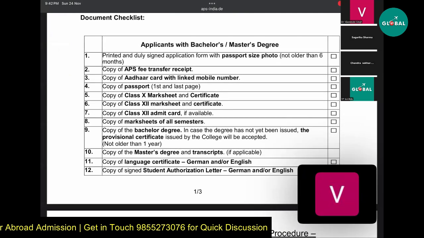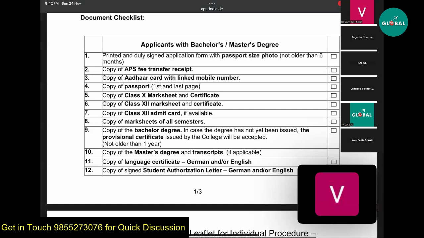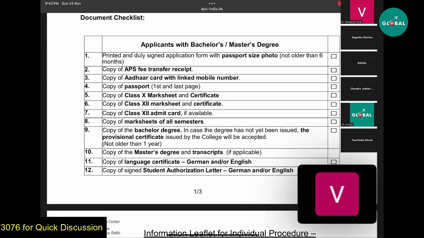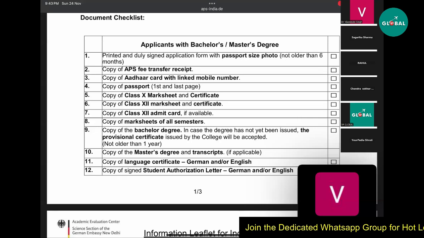Passport size photo, along with the APS fee transfer receipt, which you are transferring from your bank account to their bank account. Number three is your Aadhaar card with the linked mobile number. Apparently all of you have your Aadhaar cards with your mobile number linked already. Passport, I'm sure you have. 10th and 12th mark sheets and certificates, probably you have. Copy of all mark sheets. If you have a bachelor's, you will provide all eight mark sheets if you are graduated. If not, there is some other dedicated checklist for that as well. And if you have a master's, you can see master's degree and transcript as well.